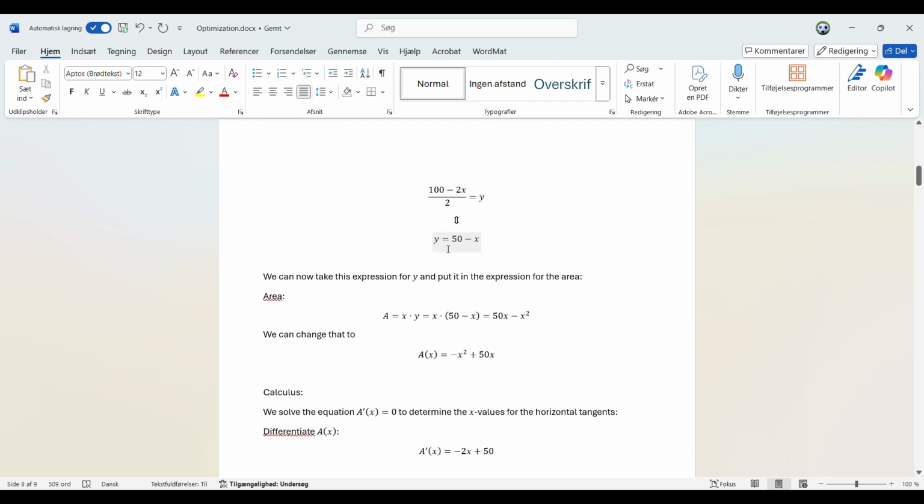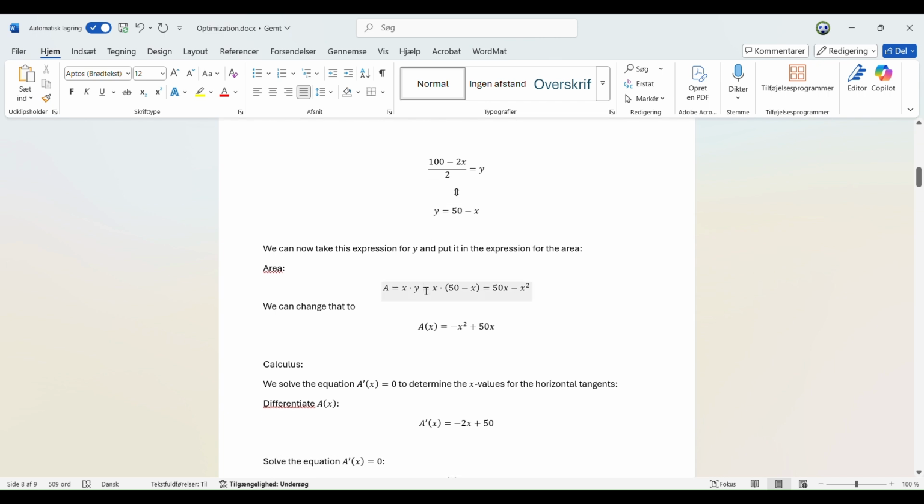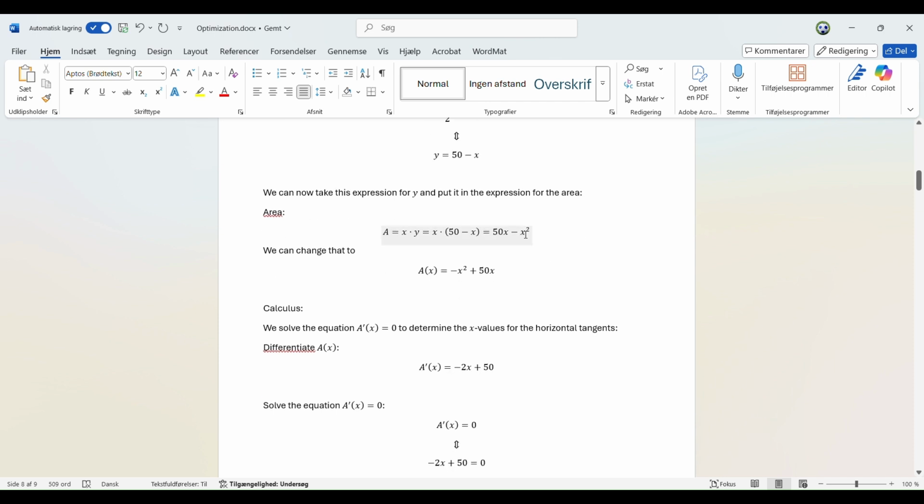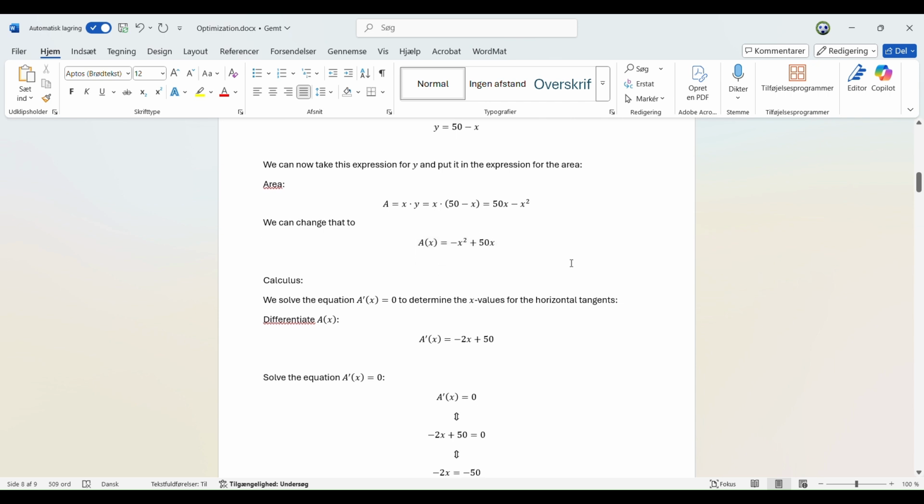And now we can take this expression for y and put it into y's place in our area function. So A equals x times y. So we substitute y with this expression 50 minus x. And then we say x multiplied by 50 and x multiplied by minus x. That equals 50x minus x squared. And now we just reverse the order of the two terms here and we get our area function, and now it's only dependent on x, so we can call it A of x equals minus x squared plus 50x.